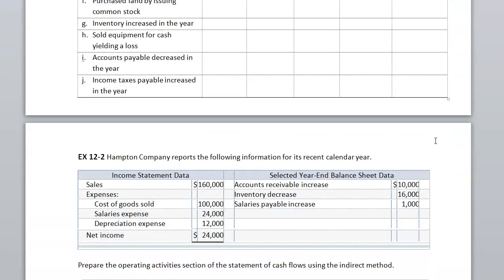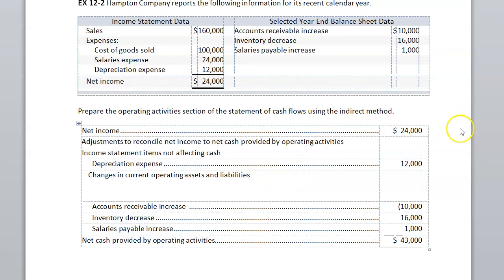The next question, exercise 12-2, gives us some selected data, and we are to prepare the operating activities section only for the statement of cash flows using the direct method. So we know we're going to start with net income. So net income from our income statement data is $24,000. Then we look for any of the adjustments that we need to make. They would be depreciation expense. We do have that. So that's going to be added back, $12,000. If we had any gains or losses, they would also be accounted for in this section.